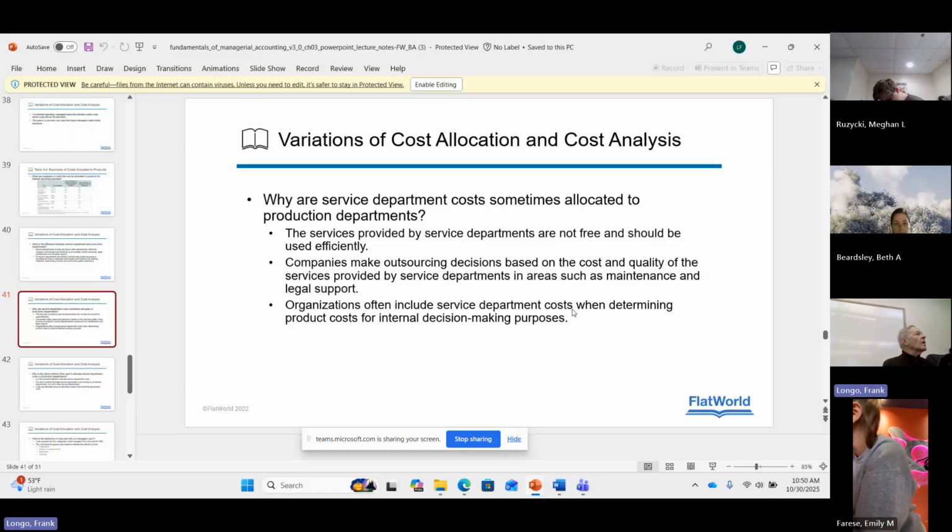The service department cost can sometimes be outsourced. So every cost, we as managerial accountants will consider, is there a way of doing it better? Is there something that we can cut or eliminate? And what's often done, companies look to get a specialist to provide a particular service. So they can get a specialist.